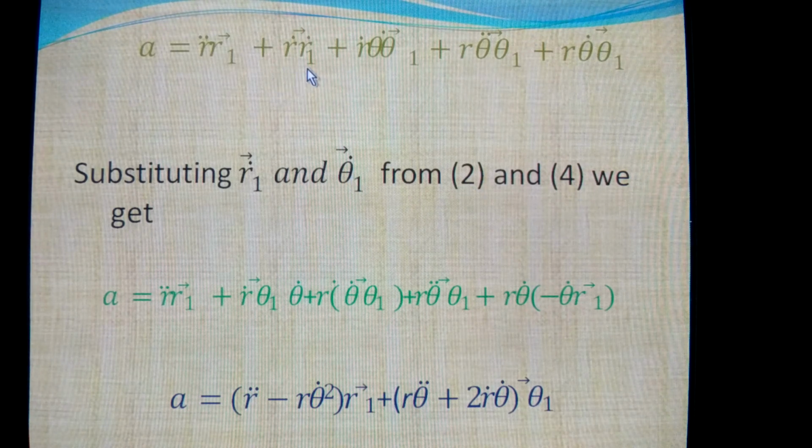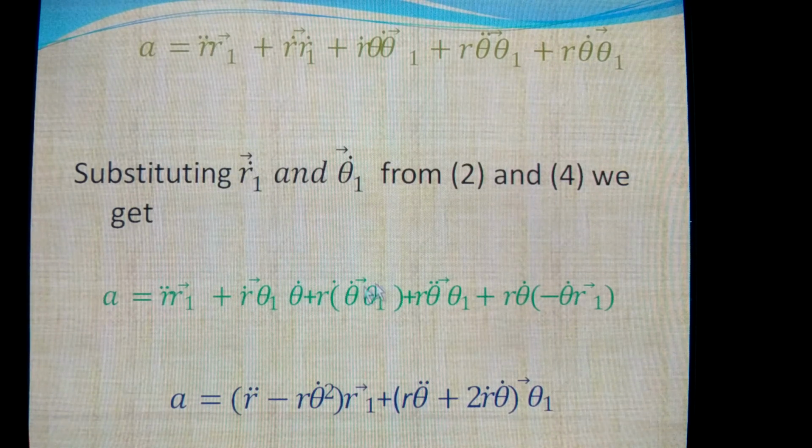So here r1 bar dot is here, and theta 1 bar dot is here. Okay, so from equations 2 and 4 we substitute r1 bar dot and theta 1 bar dot in this equation, and I'll get this equation. Therefore a is equal to, now in this case take r1 bar common, wherever r1 bar is there.